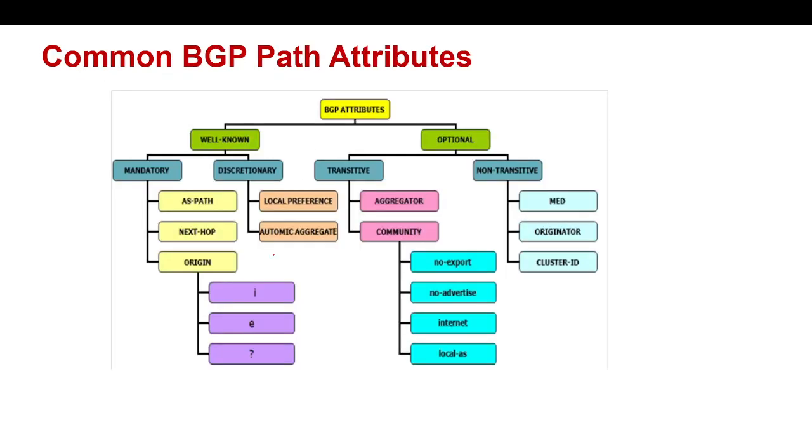To the next slide now about the BGP attributes. These are the classifications. For the mandatory, we have AS path, next hop, and origin. For discretionary, we have local preference. We also have the atomic aggregate. For the transitive, we have aggregator, and we also have the community. So for the well-known communities, we have no export, no advertise, internet, local AS. And then for the optional non-transitive, we have MED, originator, and the cluster ID. So these are just some classifications of the BGP common attributes.